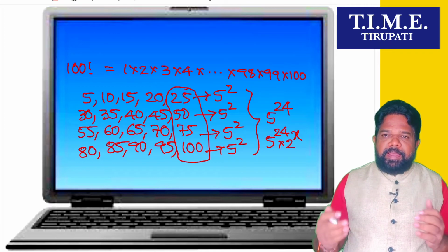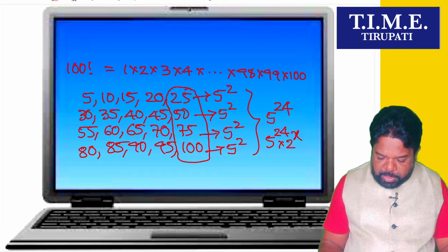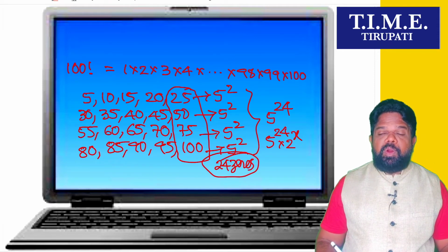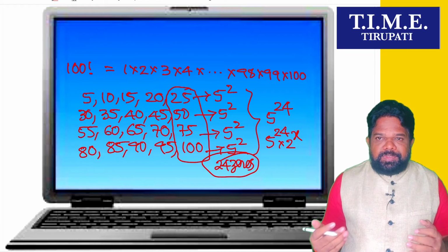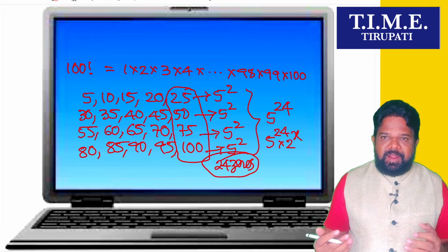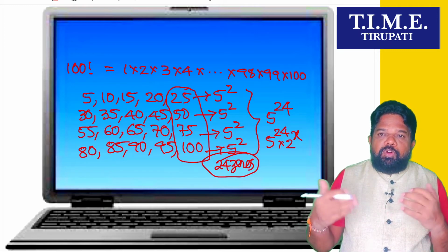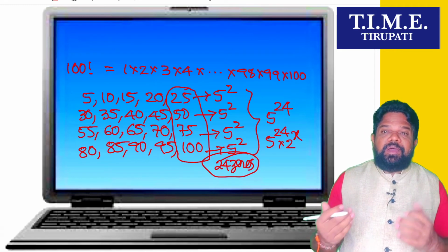24 pairs means, at the end of the product, how many zeros are there? 24 zeros at the end of the product. Okay, but here, after writing and counting, we say 24 5s are there. But without writing and counting, how can you say how many 5s are there?